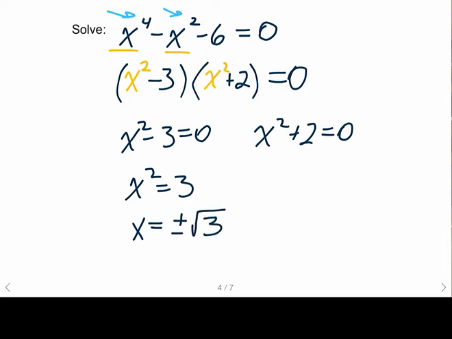You were going to forget the plus minus, weren't you? And then the other one is x² = −2. So x = ±i√2.